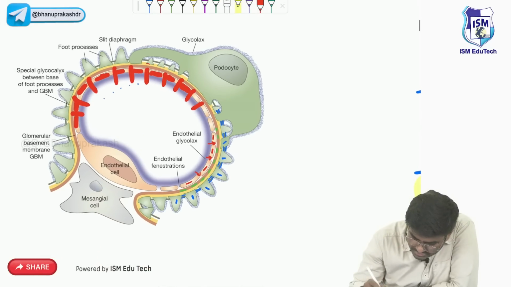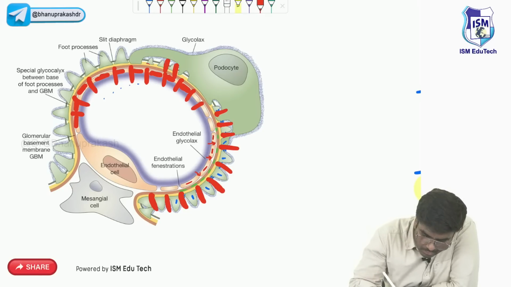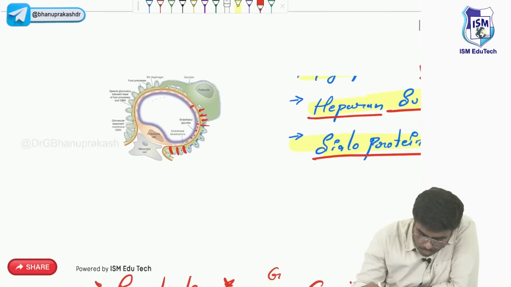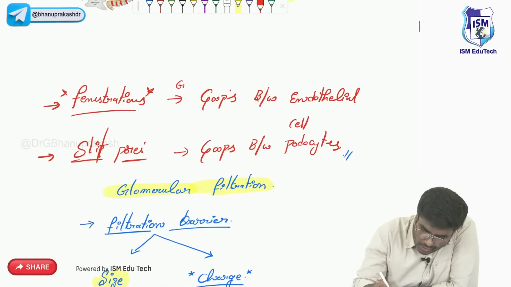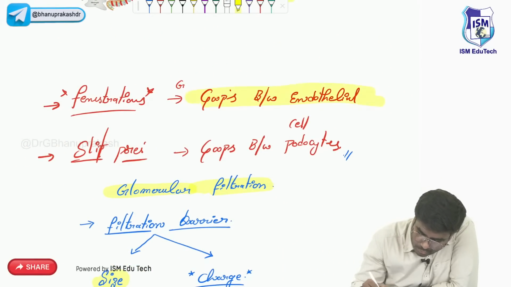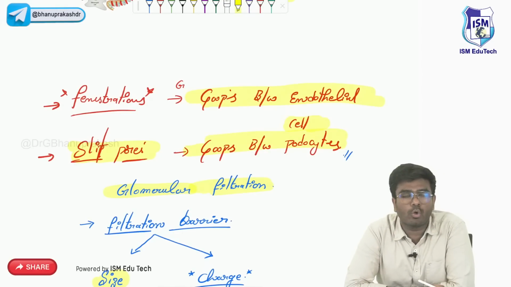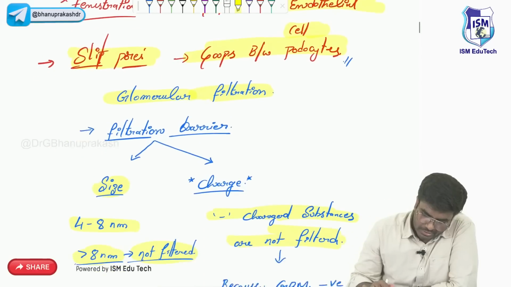Now, if you look at the opposite side, here also you have gaps between the podocytes. These are the gaps between the podocyte foot processes. Now, these gaps are called slit pores. Okay, so fenestrations, what are they? Fenestrations are the gaps between the endothelial cells. And what exactly are slit pores? Slit pores are the gaps between the podocytes. Okay, you need to know them.